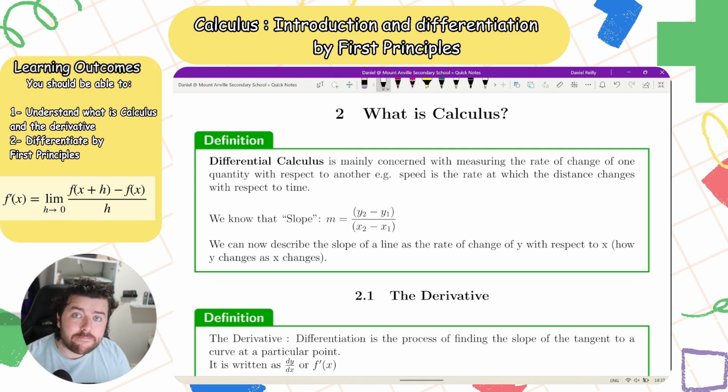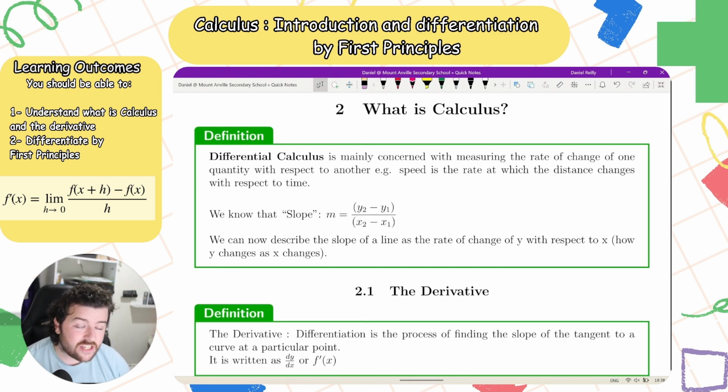For example, speed is the rate at which the distance changes with respect to time. So the longer you travel at a certain speed, the more distance you will travel. A rate of change that we should be very familiar with is the slope. Remember, slope is equal to y2 minus y1 over x2 minus x1. So it's the change in the y values with respect to x. That is what the slope basically means. So calculus is just the rate of change, how fast something changes.